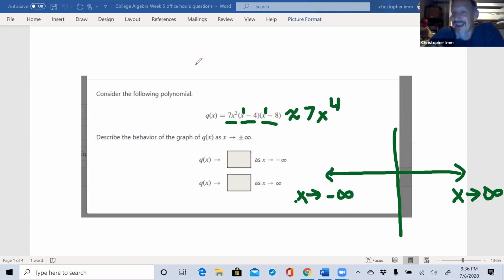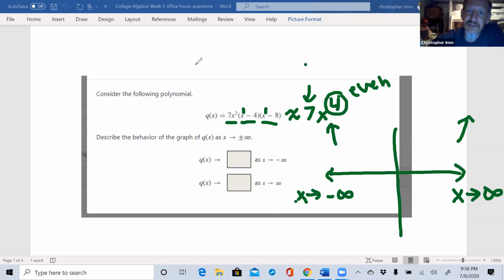So what I want to think about is, hey, what other kind of graph has an even degree that I know, a polynomial graph that has an even degree and a positive leading coefficient? Well, it's that parabola. So parabolas go up to infinity on both sides. So if my degree here is even and my leading coefficient is positive, then on both sides for the end behavior, that function q of x is going to go to infinity. It's going to go up, up, and away.